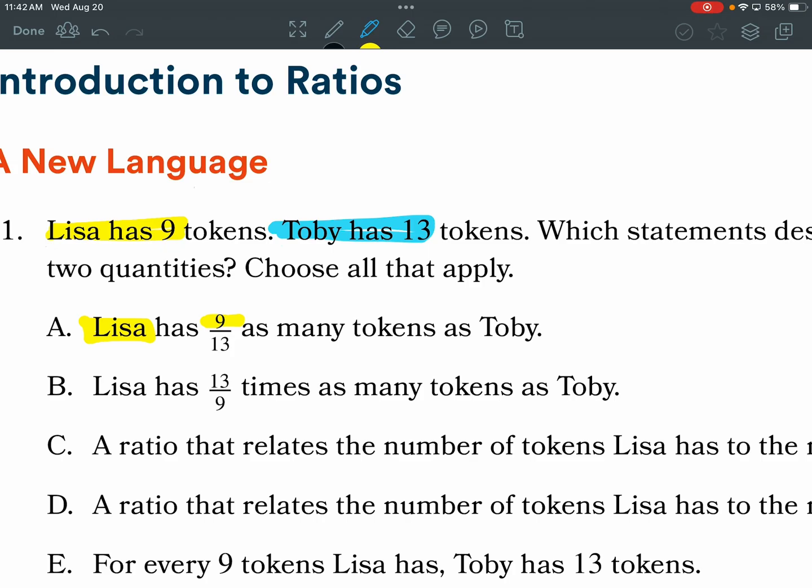And the first number listed is 9. And Lisa was 9, right? Okay. So are we good so far? Yeah. Okay.